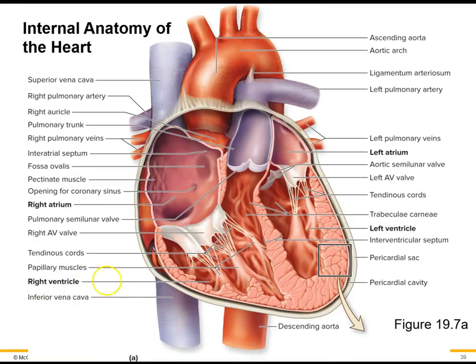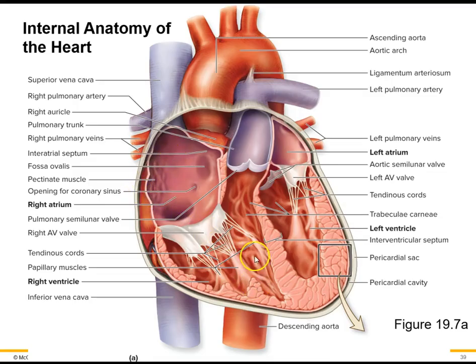Right, so let's look at all those features on the chambers here. Here's the right atrium. You can see several openings. This is the opening to the inferior vena cava. This is the opening to the superior vena cava. This is the opening to the coronary sinus. This is the fossa ovalis. This used to be open and allow blood to shunt from the right atrium to the left atrium when you were a fetus. And here you can see the pectinate muscle of the right atrium.